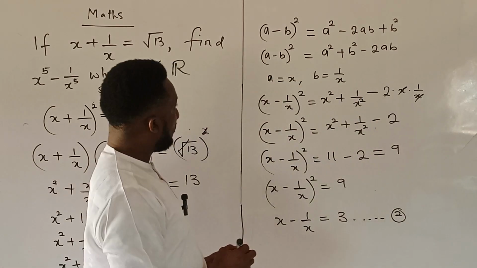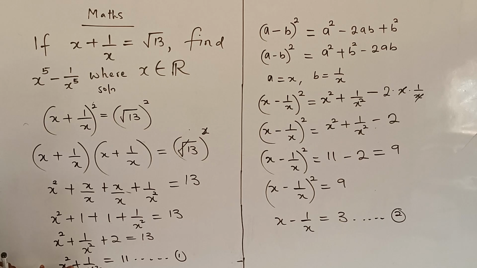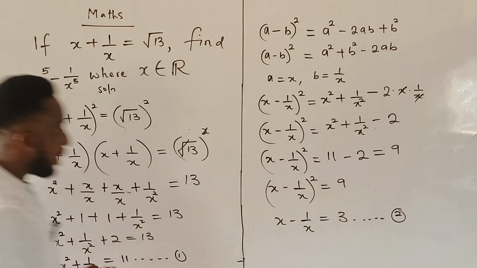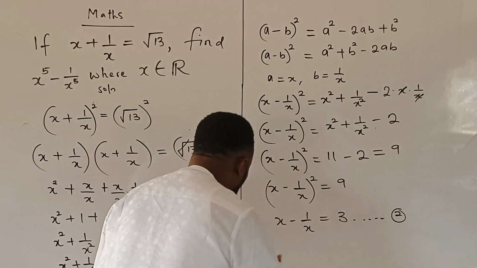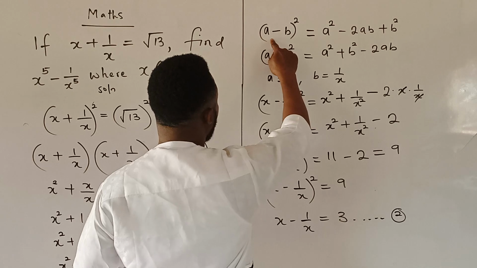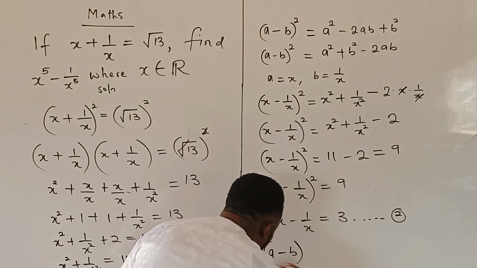Then that's not enough. I told you my objective, after being able to get s squared plus 1 upon s squared, I should be able to get s cubed minus 1 upon s cubed. So I will go to another binomial formula again, cube of difference. Here we have square of difference. Here we will have cube of difference.